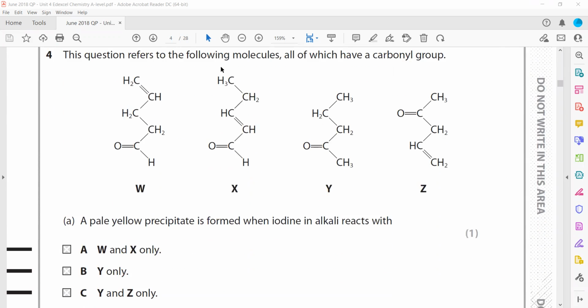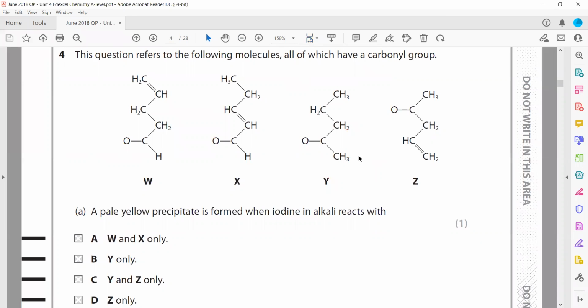In question 4, the question refers to the following molecules, all of which have a carbonyl group. A pale yellow precipitate is formed. This is when a methyl group is there next to the carbonyl group. This will give a positive result.